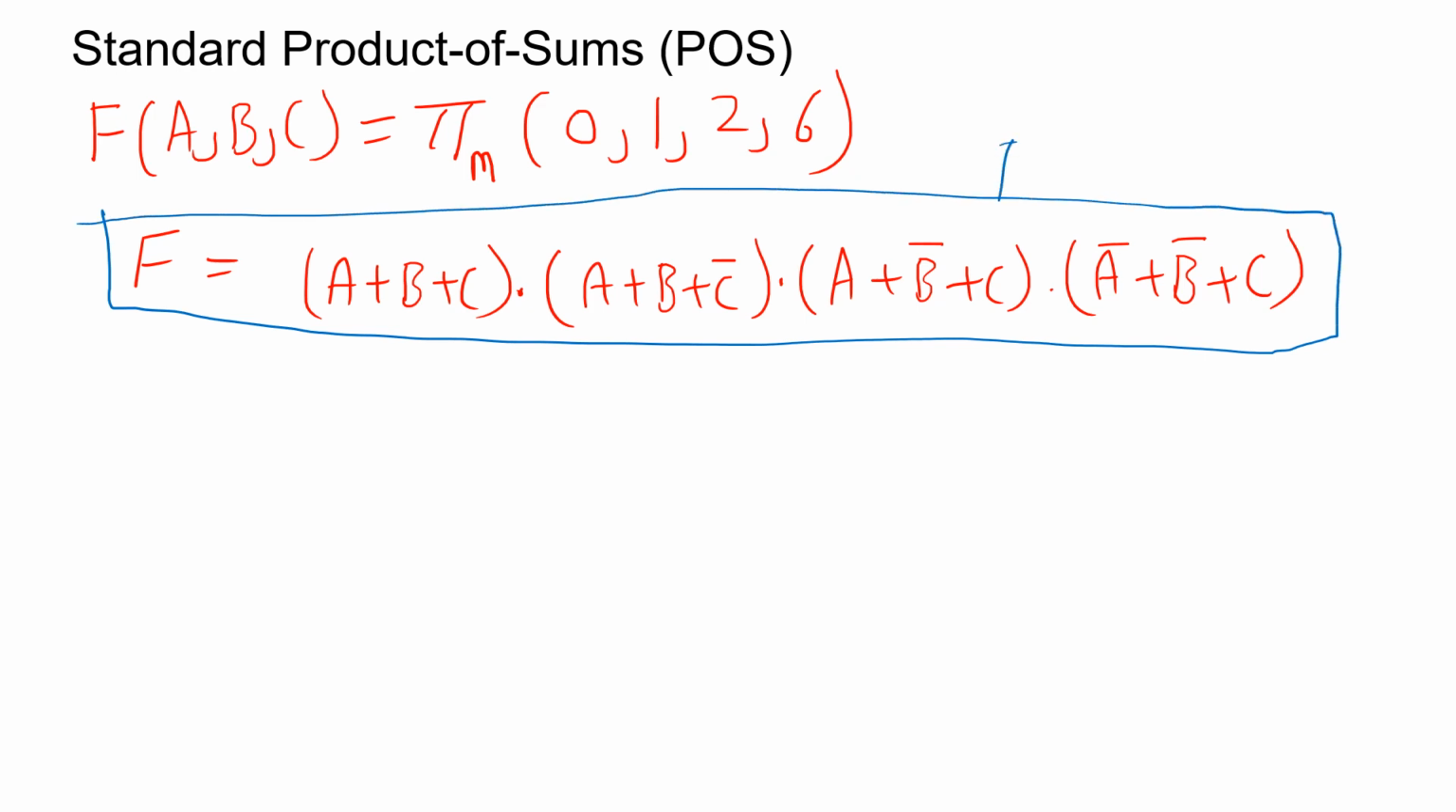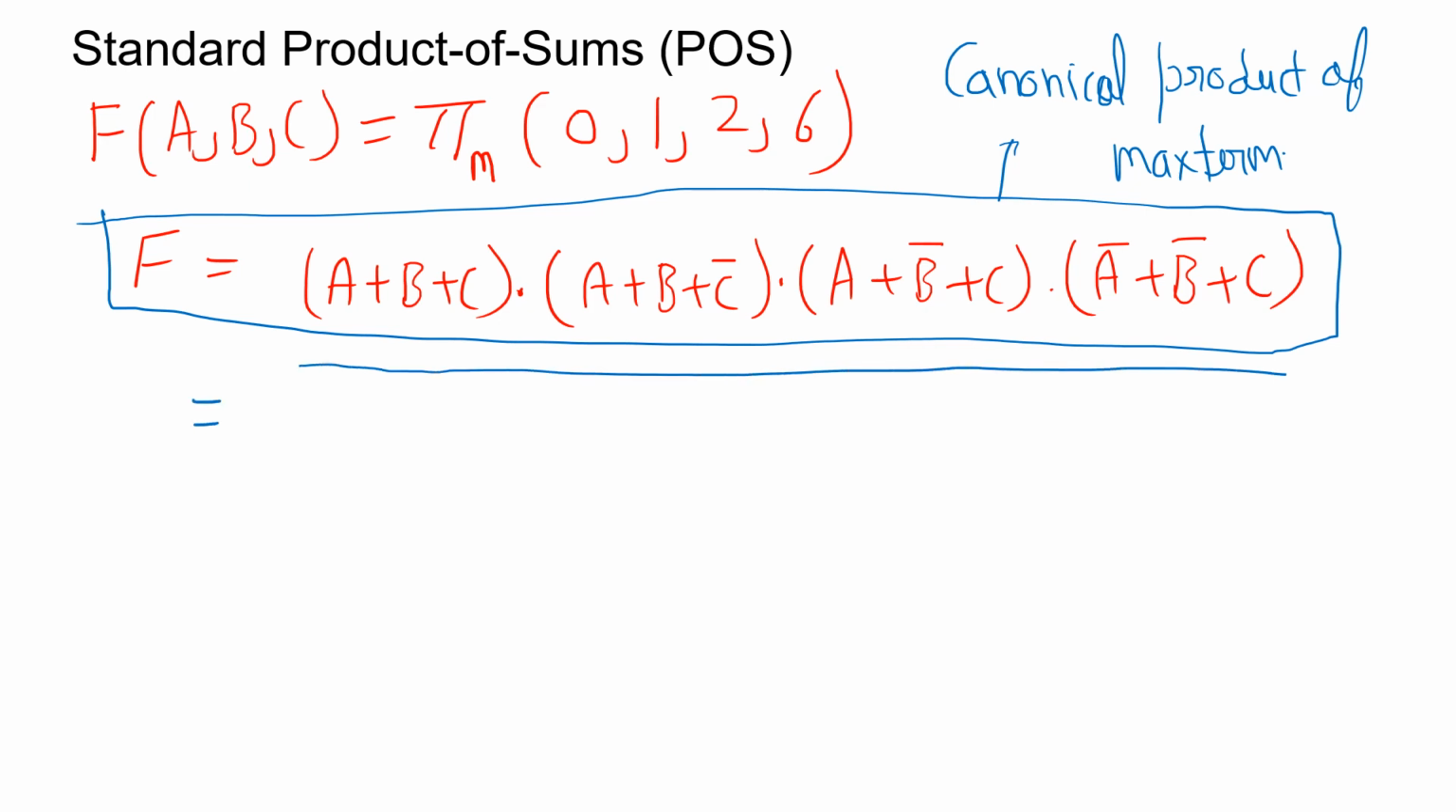So this is your canonical product of maxterm, right? Now I want to optimize this. In order to make it simpler, what I can do is take the double complement of each circuit. One way is to multiply each of them and get the value. In order to simplify it, I just take the double complement of the entire circuit.